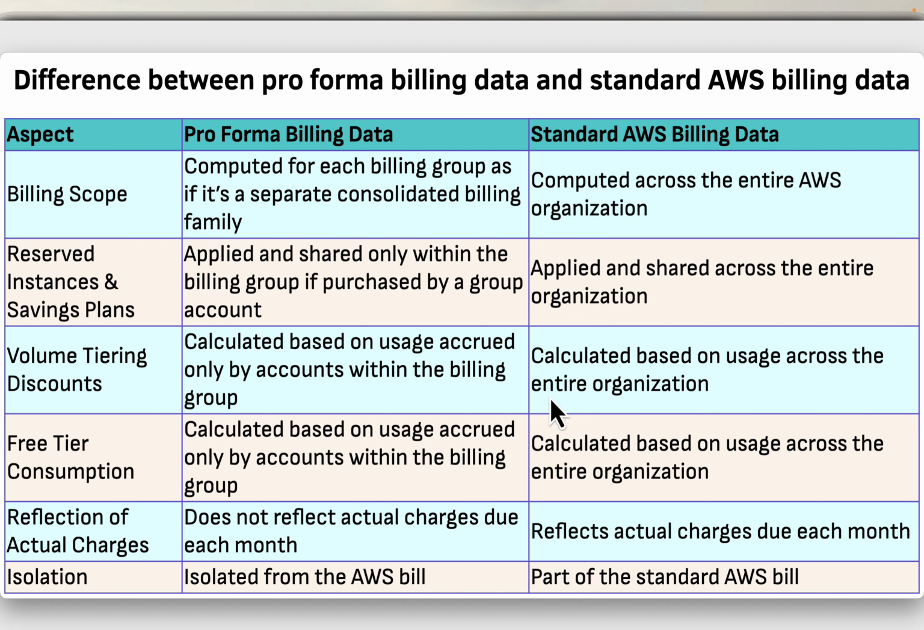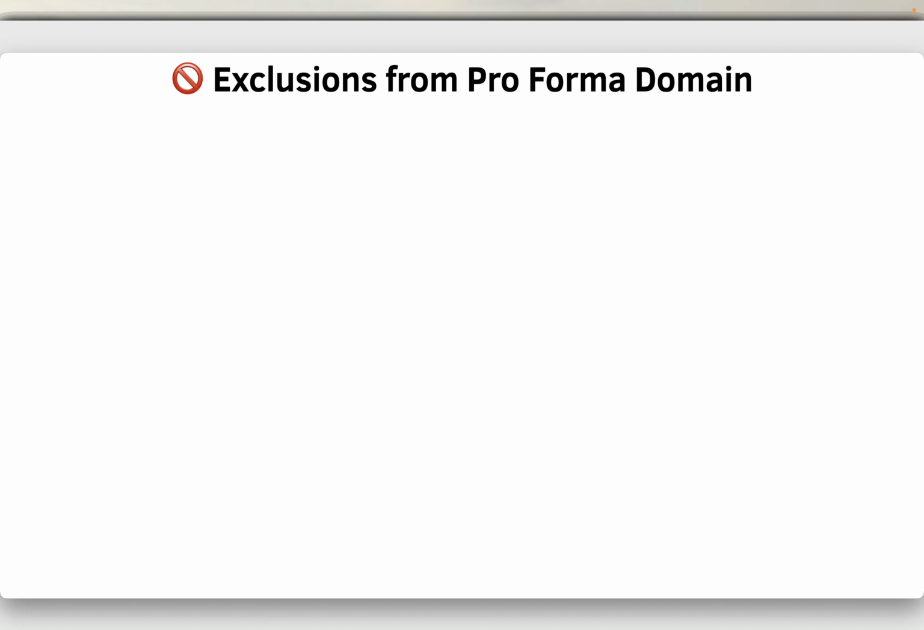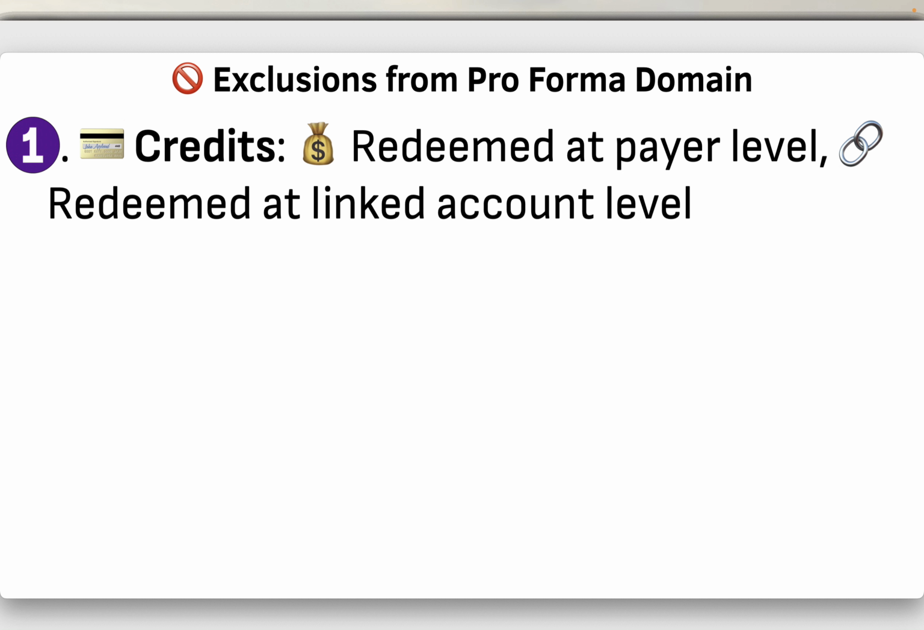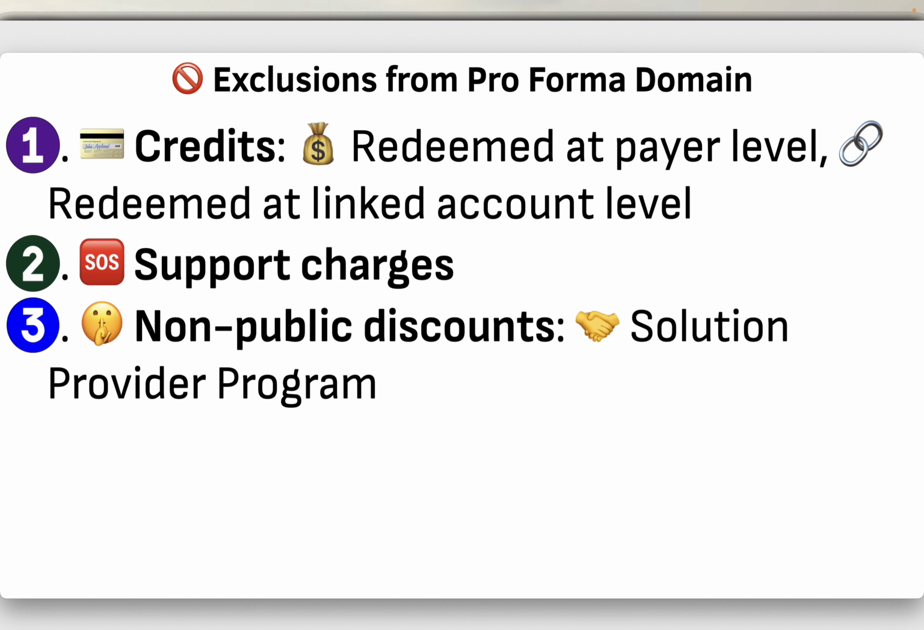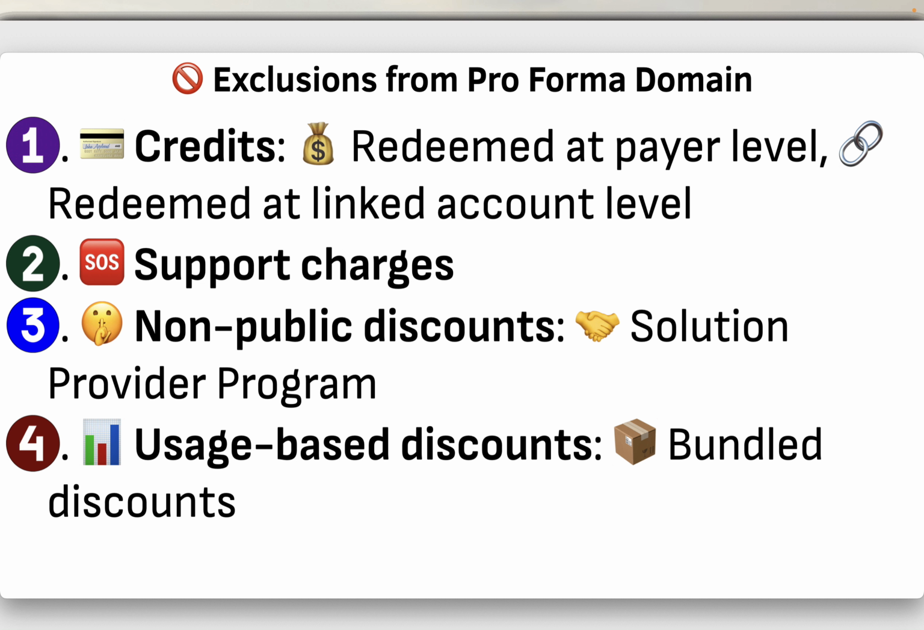So that covers pro forma billing data and AWS billing data. Now, exclusions from pro forma billing data, or the pro forma domain. We call it a domain, but you can think of it as a pro forma bill. Credits are excluded, whether redeemed at the payer level or redeemed at the linked account level. Support charges, non-public discounts, for example the solution provider program, usage based discounts, for example bundle discounts, and taxes are also excluded.